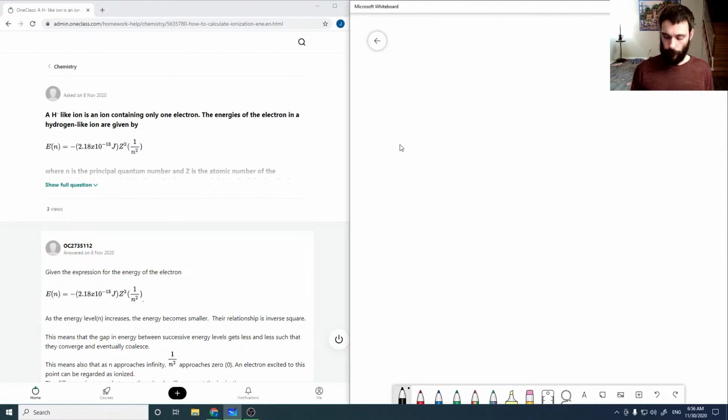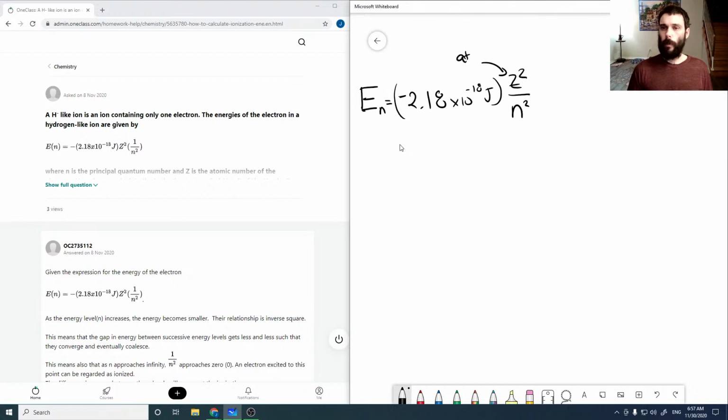All right, so here we have an H-like ion, which contains only one electron, has energies like in the hydrogen atom, but a small modification. And then a Z squared over N squared, where Z is our atomic number. And that's our principal quantum number there. Okay. And Z's the atomic number.